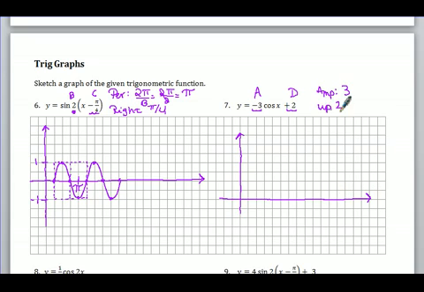So remember, I like to think about the vertical shift first. On my y-axis, I think I'm just going to count by ones. Every square will be 1. So my vertical shift is up 2. That means that my middle line, which normally is at 0, is now going to be at 2. The D tells you where the middle line is, the middle of your graph.